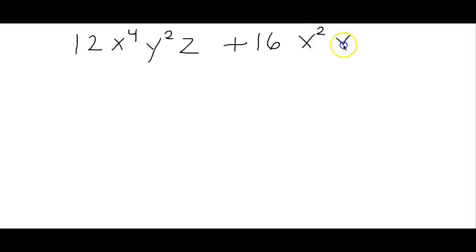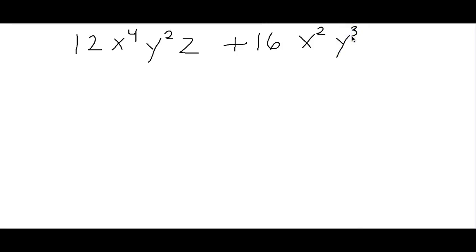Let's look at one more example and then we'll start talking about factoring by grouping. Let's factor the following polynomial. 12x to the 4 y squared z plus 16x squared y cubed.